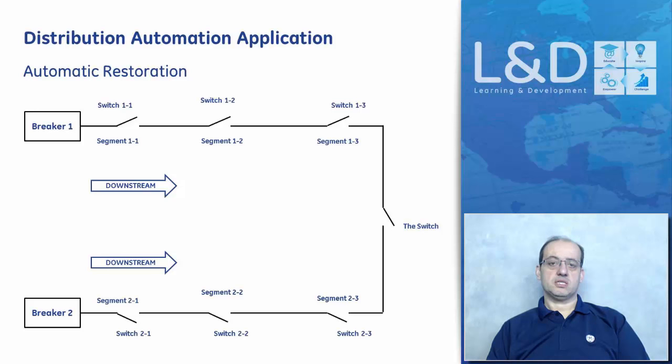Auto restoration can support multiple seasons. Maybe you need certain settings on a certain season, certain sources to be used in one season and other sources to be used in a different season based on your commercial use in a mall or in an industrial location. So those complex feeder topologies are being handled by such an application.